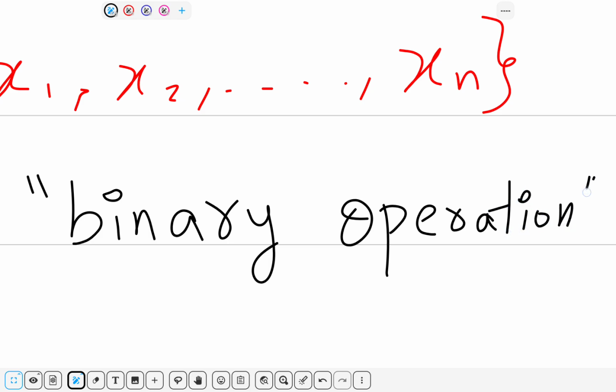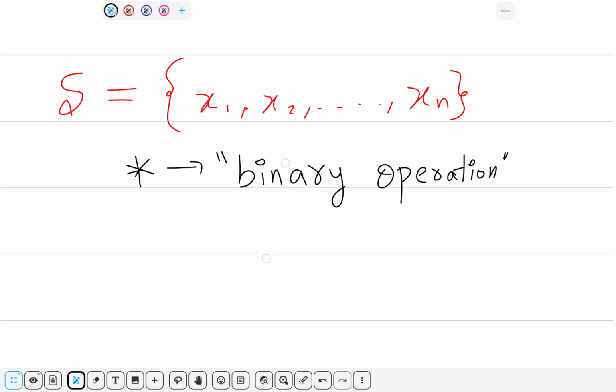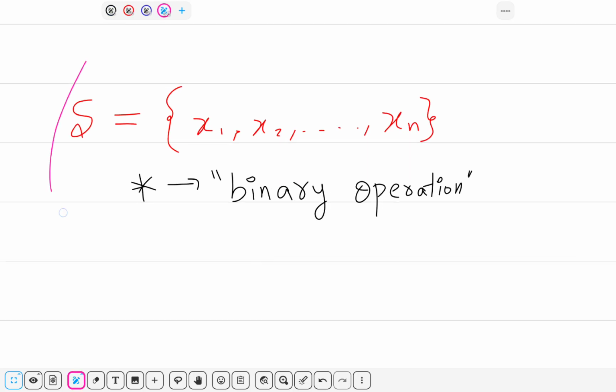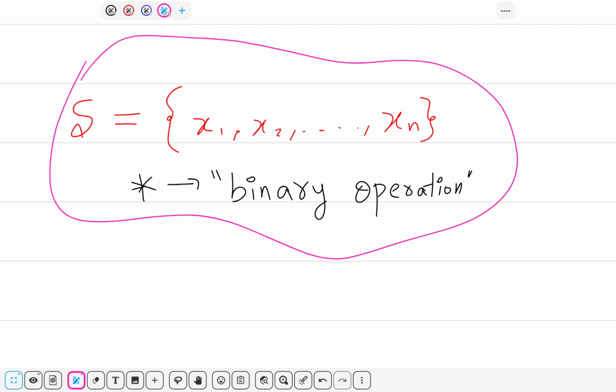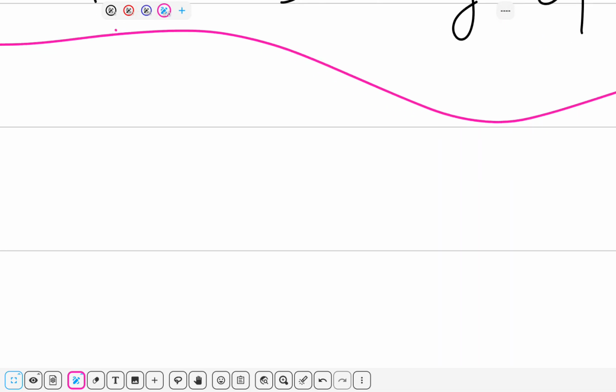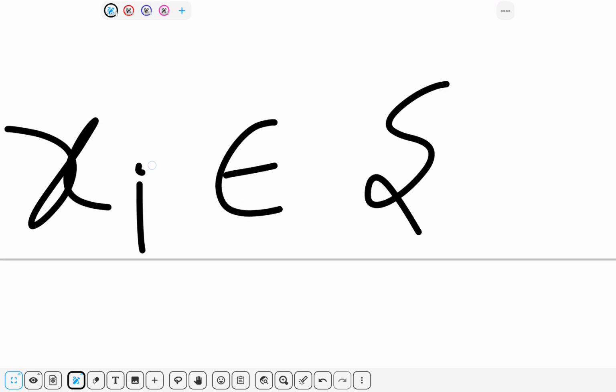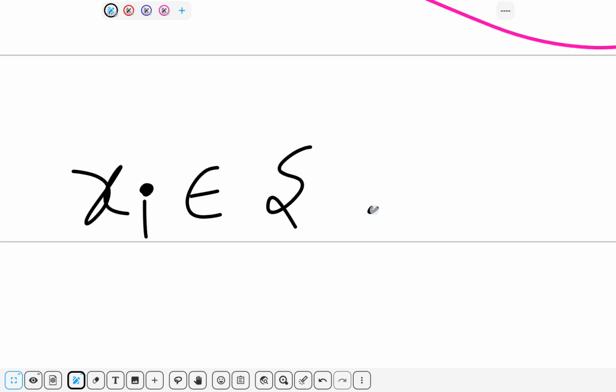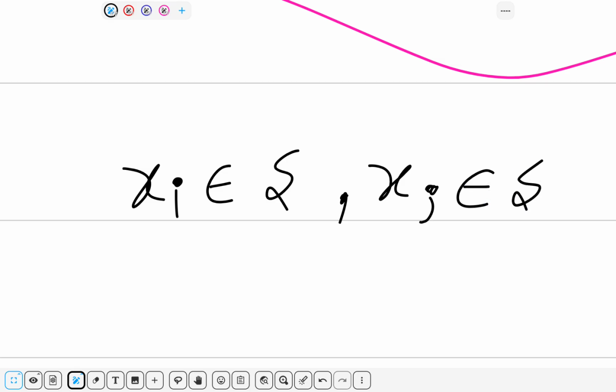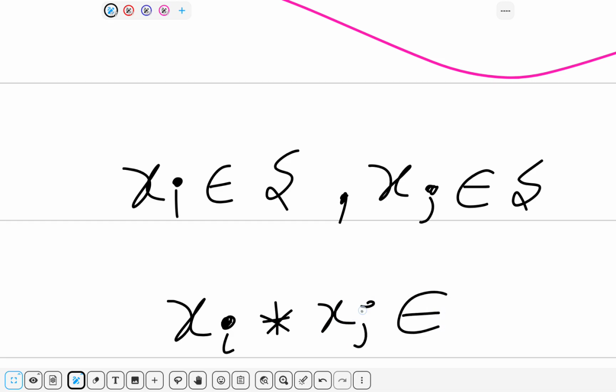So now, this set on which some binary operation is defined will be considered a group if any two elements I take from this set, let's say some xi and some other element xj, I combine them and it still belongs to the set.